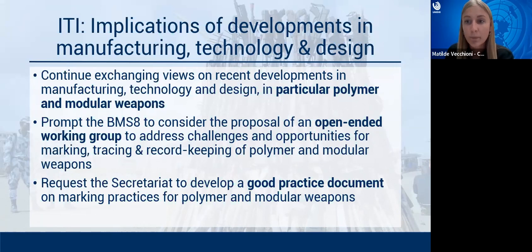The BMS-7 discussion opened the thoughts on these, particularly focusing on polymer and modular weapons, and prompted the BMS-8 to consider the proposal of an open-ended working group to address challenges and opportunities for marking, tracing, and record keeping, specifically in the issue of polymer and modular weapons. This proposal was voted. 100 states voted in favor, only 1 against, and 10 abstained. Finally, the BMS-7 discussions also requested the Secretariat to develop a good practice document on marking practices for polymer and modular weapons.